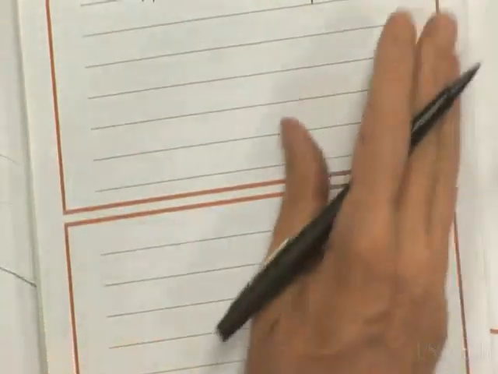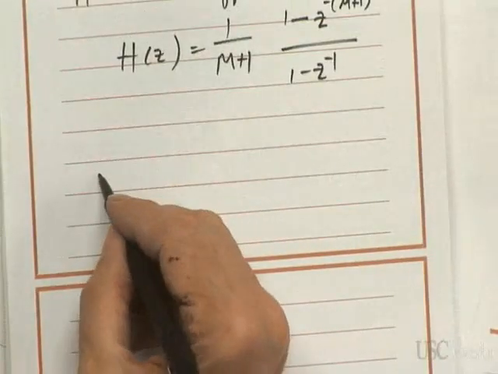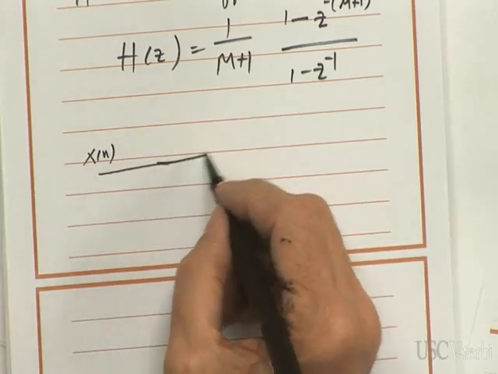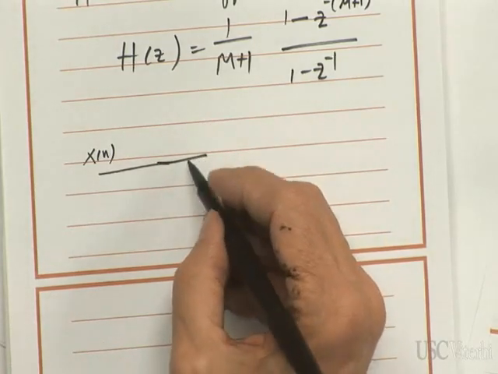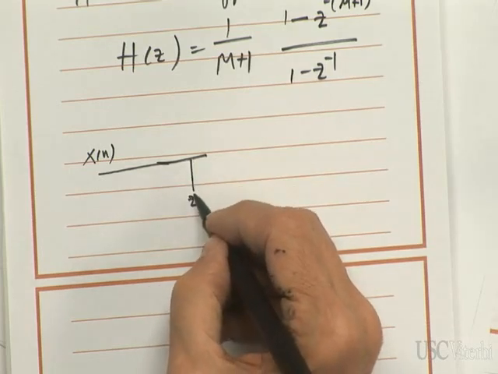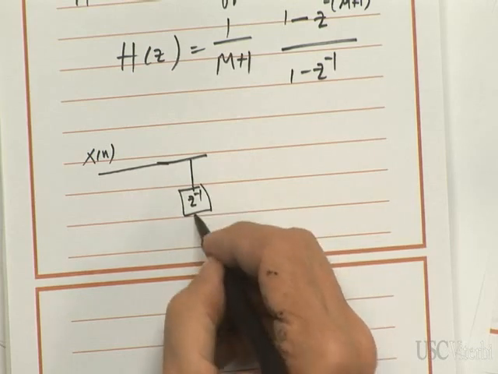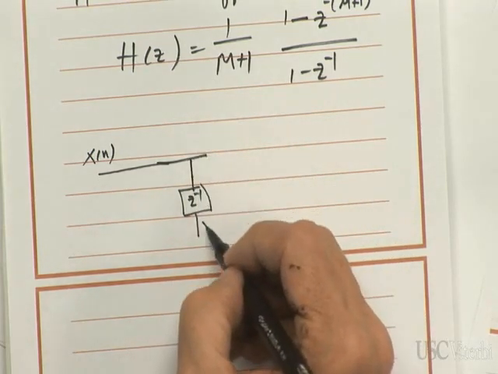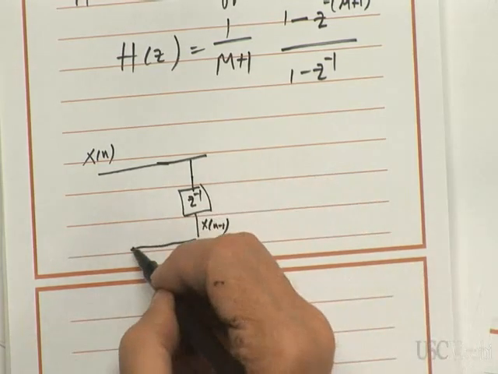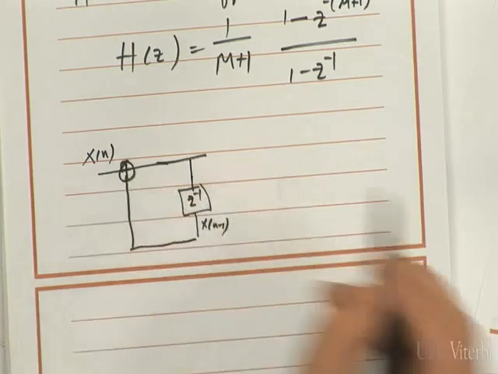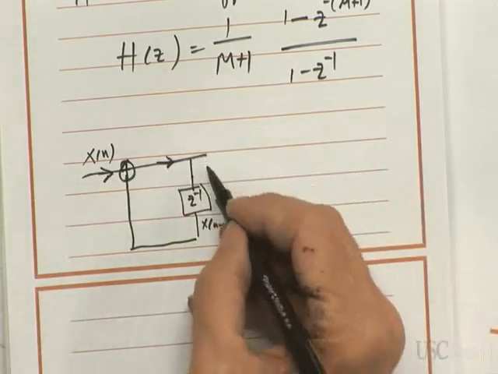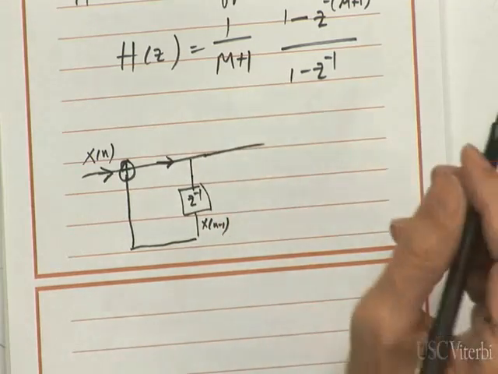So here's another way of doing it. What if you did this? Here comes my input x of n, and I'm going to tap it off here. I will delay this, Z to the minus 1. That's a one sample delay. So this is x of n minus 1. I will take that and add it back in to my input, see? So I'm coming in like this. I'm going to add it in to my input.